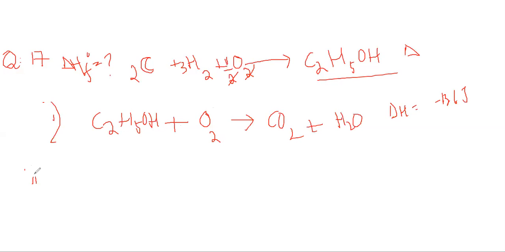Second equation is the heat of formation of carbon dioxide. So heat of formation, not combustion. How can carbon dioxide form? From its elements. The elements are carbon and oxygen to form carbon dioxide. So you directly write here. Enthalpy change is given, that is minus 3. We have to balance the first equation.